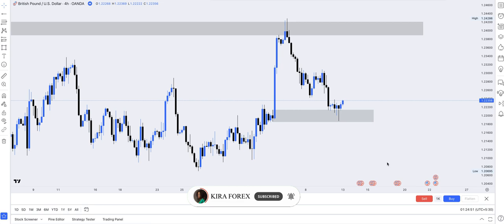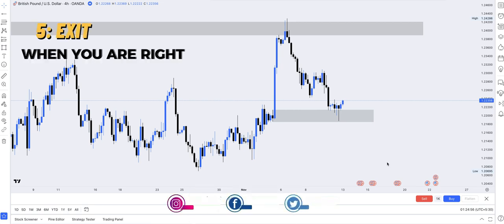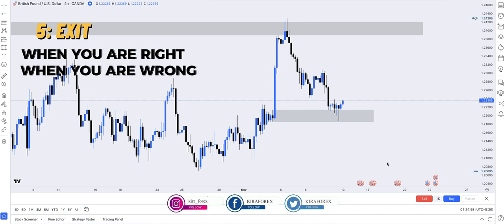Now the fifth point you have to look out for before you enter a trade is your exit. So your exit when you are right and your exit when you are wrong. That will be your take profit and your stop loss.